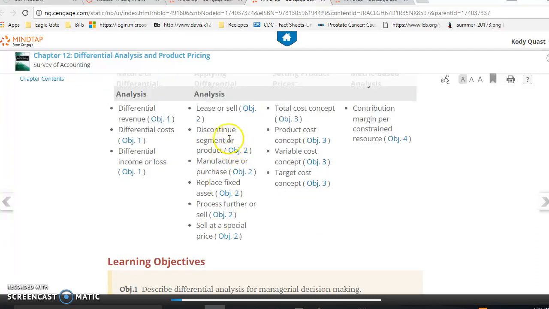It's going to look at, like I said, the example I just gave you is discontinuing a segment or a product. And then you're going to have manufacturer purchase, so a make or buy decision. The company that I audit right now does this all the time. They're always trying to say, hey, can we make this in-house cheaper or should we buy it? A lot of people think, well, if you can make it, you should make it because it's always going to be cheaper. Not necessarily. It might be cheaper to purchase it because another company might have economies of scale.